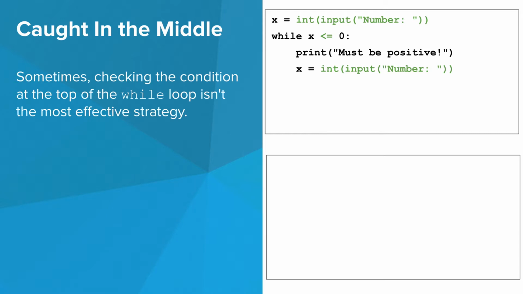Let's slightly change this program to illustrate the point. This program asks the user for a number, and it keeps asking them for a different number until the number they enter is positive. In this program, we have to repeat the same line twice, once outside the loop and once inside. Repeating code is generally bad and should be avoided. So how do we rewrite the program with only one copy of this line?